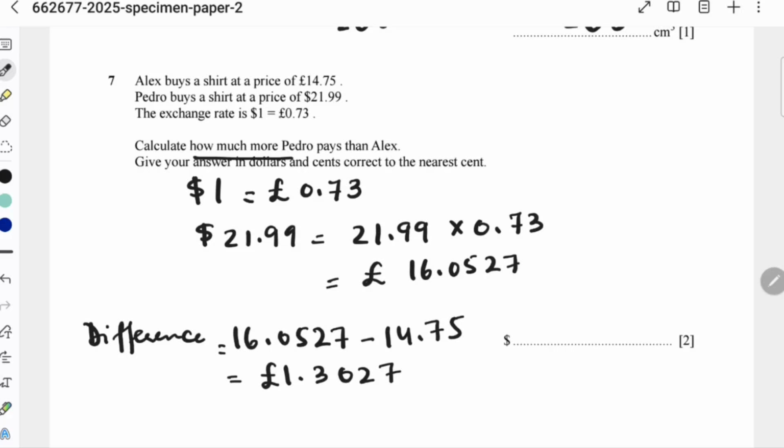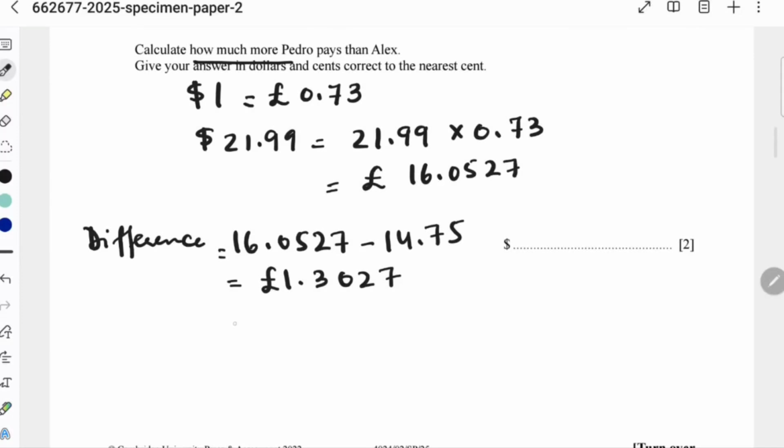Now they're asking you to find the difference in dollars. Again, you do the same thing, write down the exchange rate. $1 is equal to 0.73 pounds. So X dollar will be equal to 1.3027. That is also in pounds. Cross multiply, get your answer.